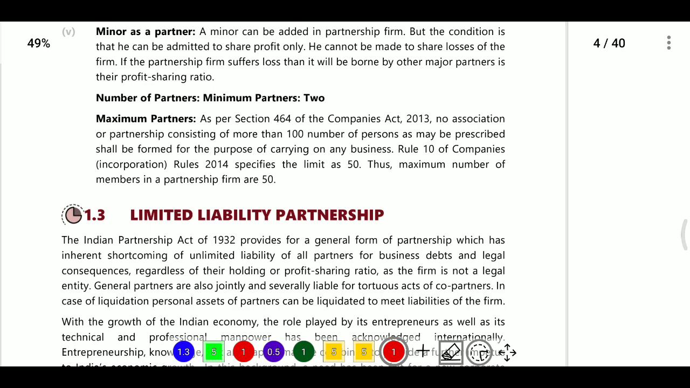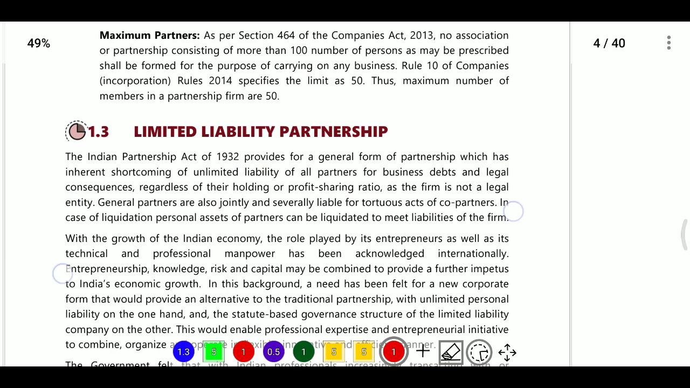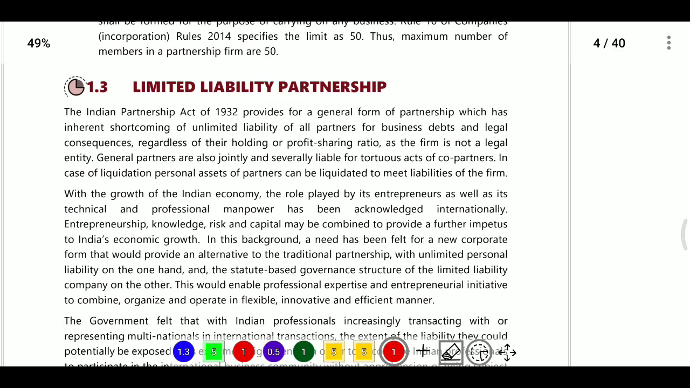Now we will start with limited liability partnership. The LLP Act 2008 was enacted to combine the benefits of a company and remove the disadvantages of a partnership. LLP offers limited liability to its partners while maintaining a flexible internal structure.